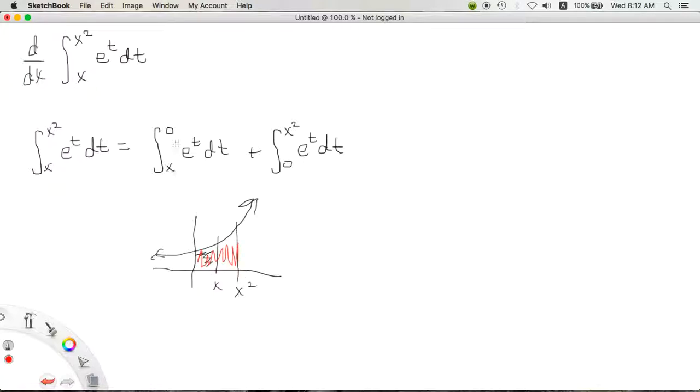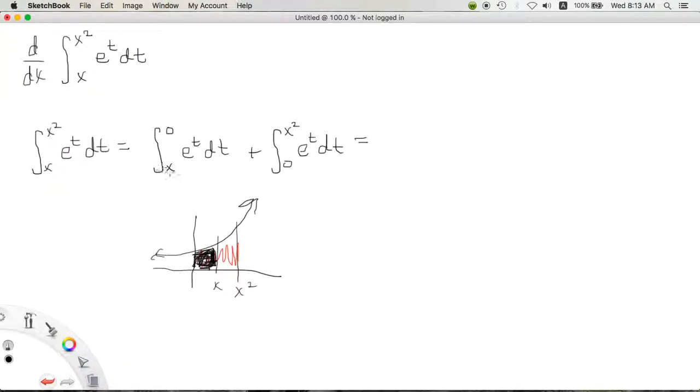But if we're going from x to 0, this would be a negative area. So what would happen to this negative area? That's right, we would subtract it off, and we would still end up with this, because this would be a negative area, and it would go away. So we'd still end up with the x to x squared.